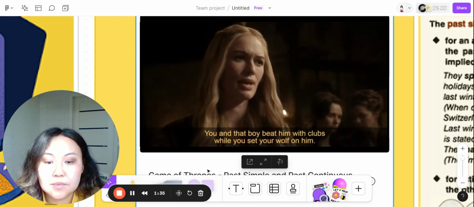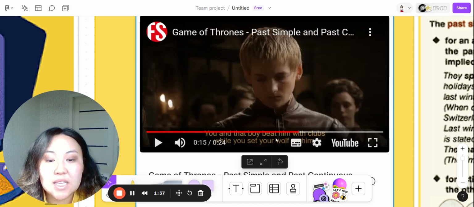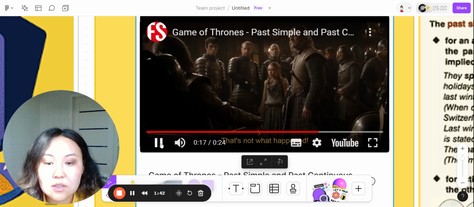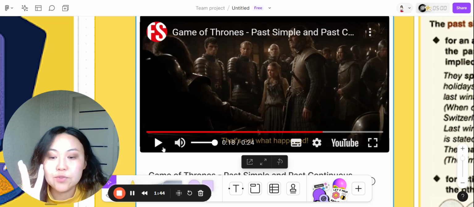You and that boy beat him with clubs, while you set your wolf on him. Set your wolf, so the second form.